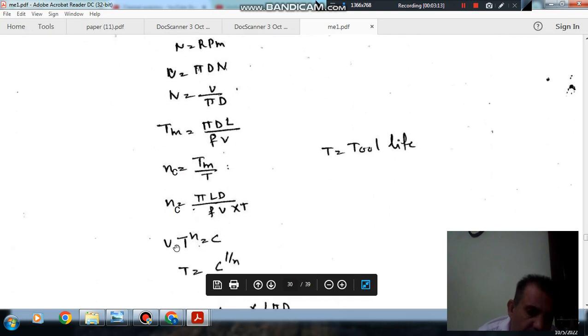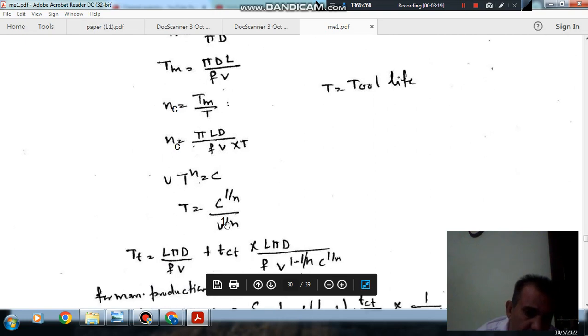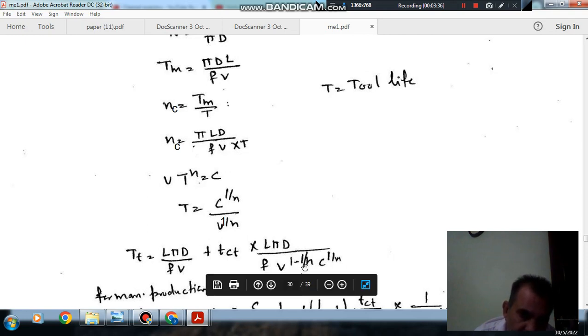Now from the tool life equation we have V T^n equal to constant, and from this we have T equal to C^(1/n) divided by V^(1/n). So this is your tool life equation. Now here in Nc you can put the value of T, and then this value will be pi L D by F times V^(1 - 1/n) divided by C^(1/n). Just put in the value of T here.